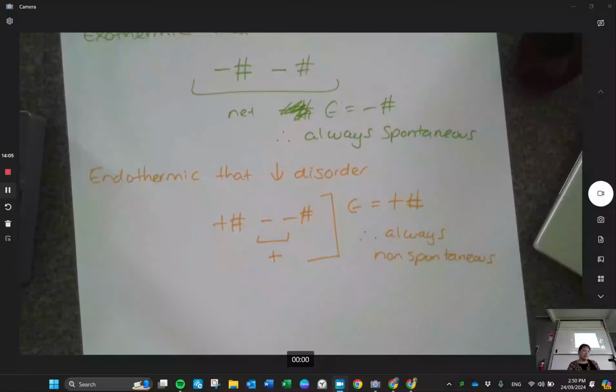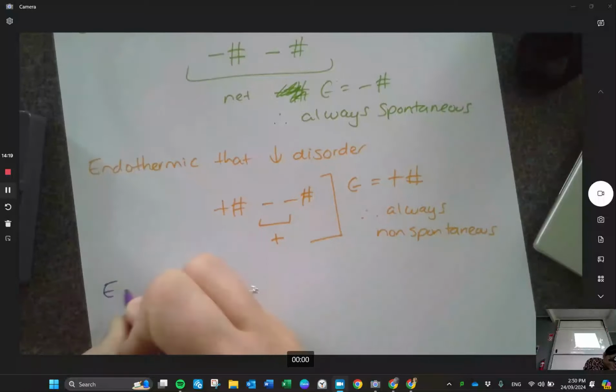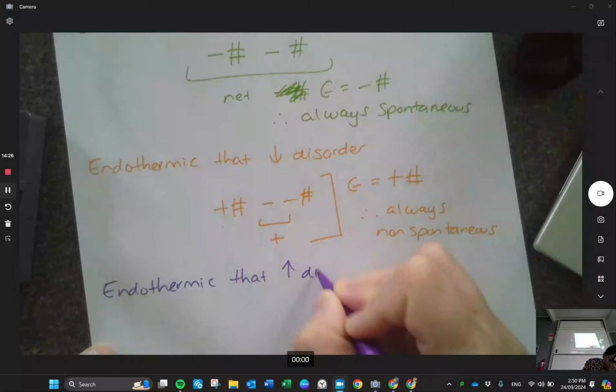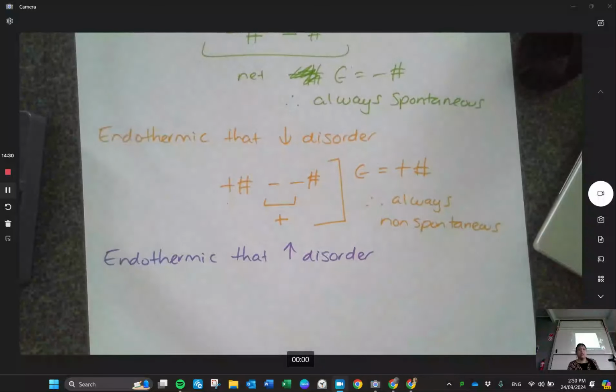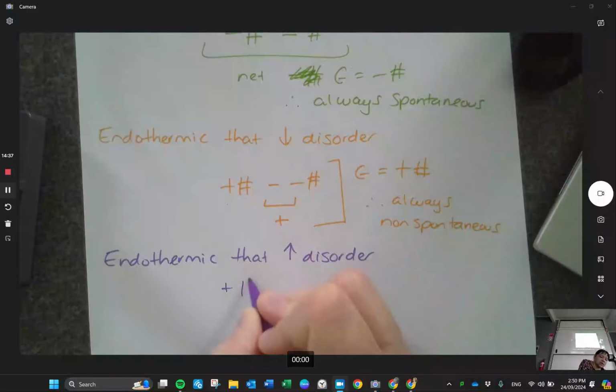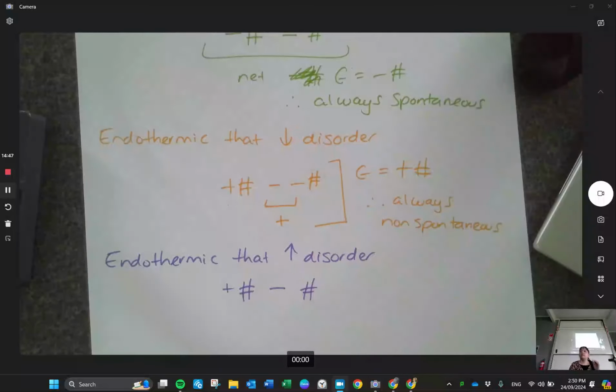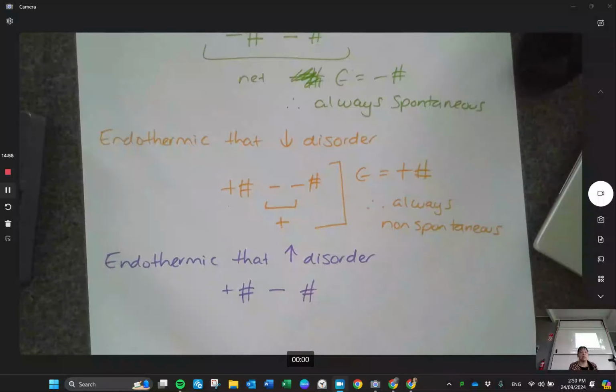So the last two we have to think about is endothermic that increases disorder and exothermic that decreases disorder. And how is that going to play out? That's going to obviously be influenced by temperature. So there's two situations. Because when we're thinking about our Gibbs free energy, we have a positive number to start with, but then we are subtracting another number, and that number is going to be negative. Does that make sense? So we have a positive number subtracting a negative number. Now, depending on what value that negative number is, the net result could be positive or negative.